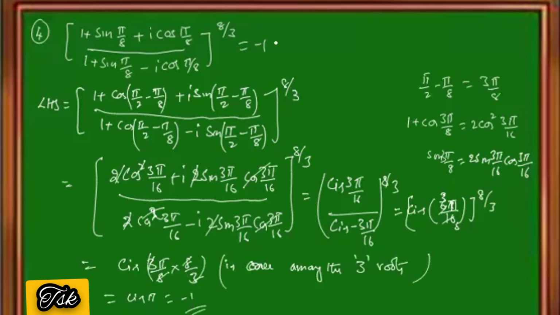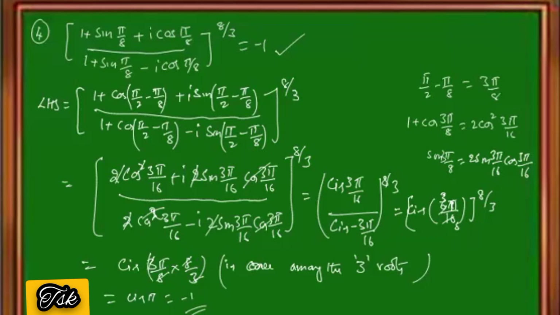Since we are asked to prove minus 1, cis 3 pi by 8 whole to the power of 8 by 3 can be written as cis 3 pi by 8 into 8 by 3. But I can take this as n and apply it in the n theta De Moivre's theorem here.